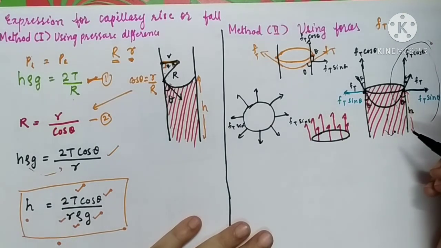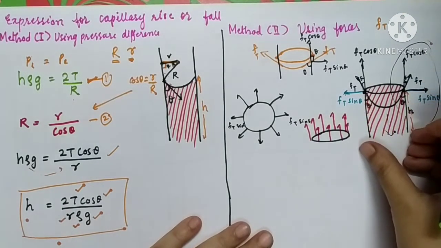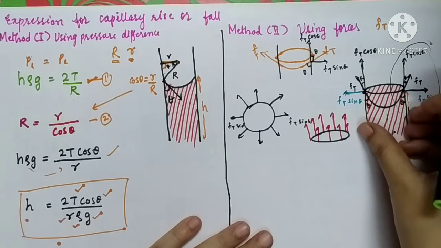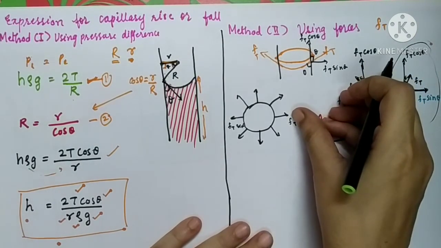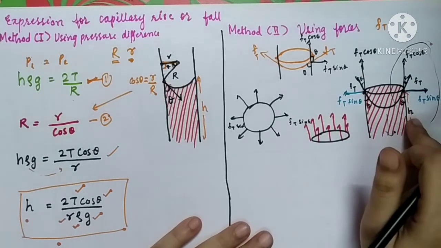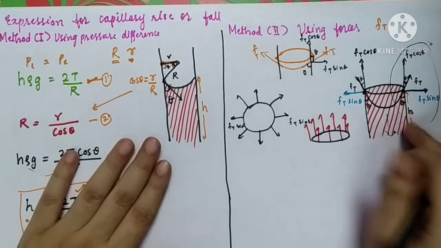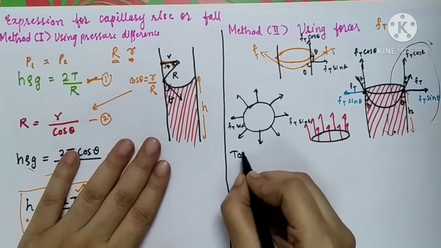And you all know very well that the weight of a liquid is acting in a vertically downward direction. Gravitational force will come into play over here. This gravitational force is now going to balance all these upward forces. So here we will have to equate all these forces. So let us calculate the total upward forces.